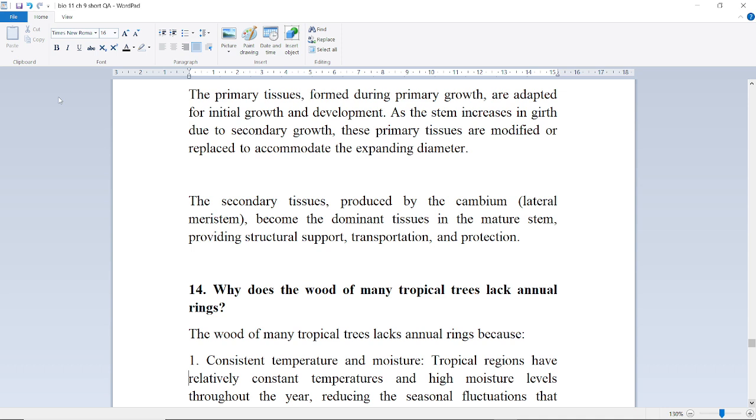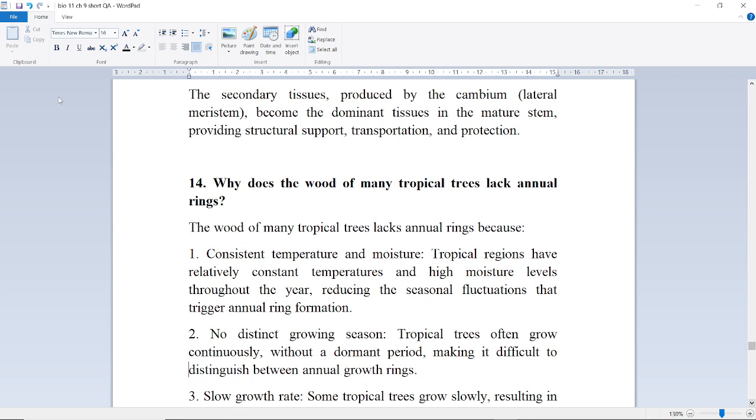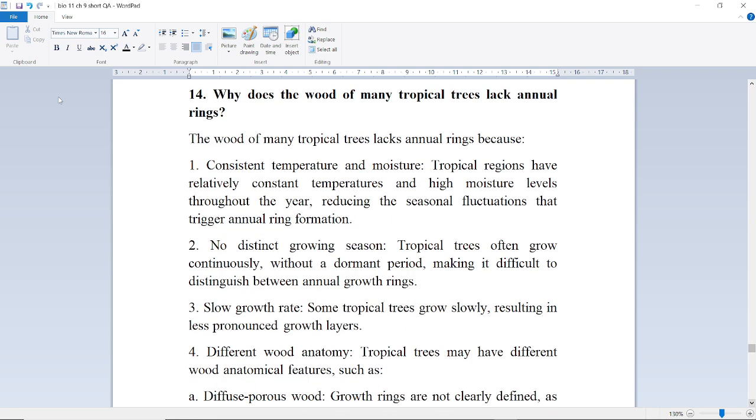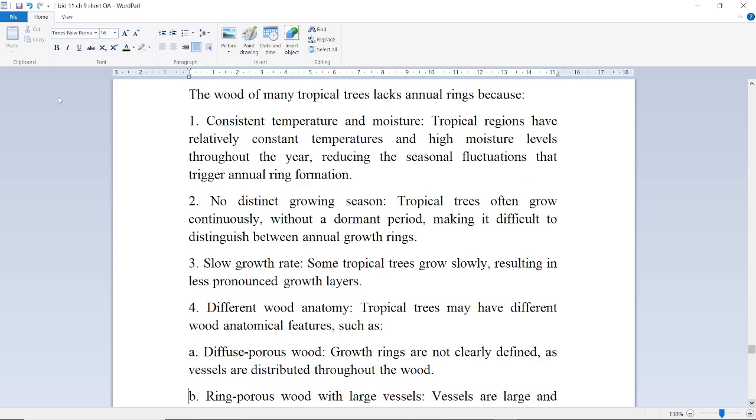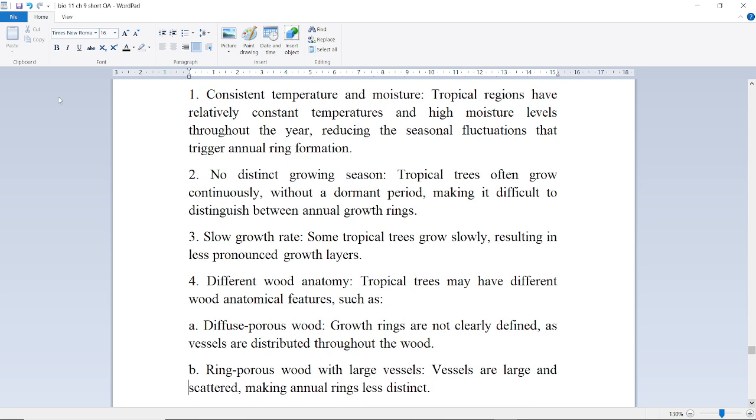Next question is, why does the wood of many tropical trees lack annual rings? The wood of many tropical trees lacks annual rings because, first of all, consistent temperature and moisture. Tropical regions have relatively constant temperature and high moisture level throughout the year, reducing the seasonal fluctuations that trigger annual ring formation. No distinct growing season.